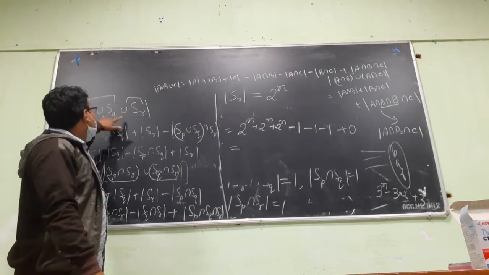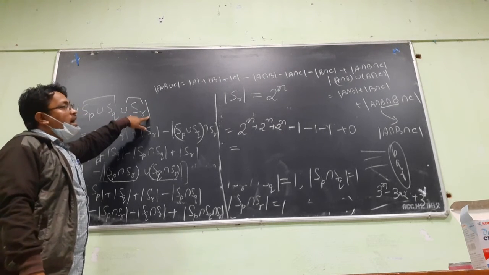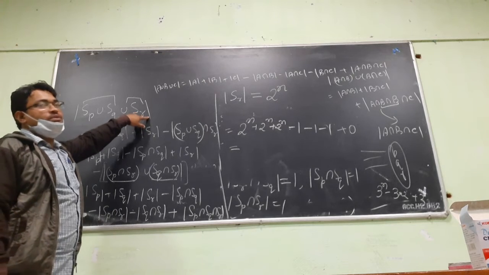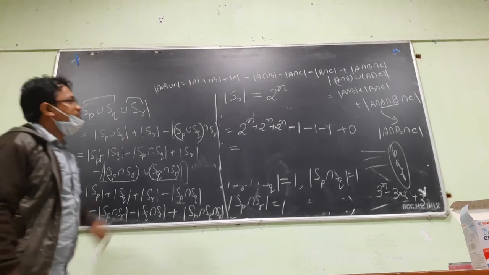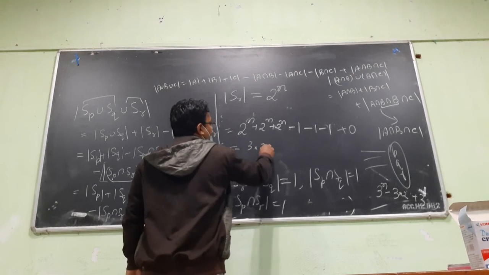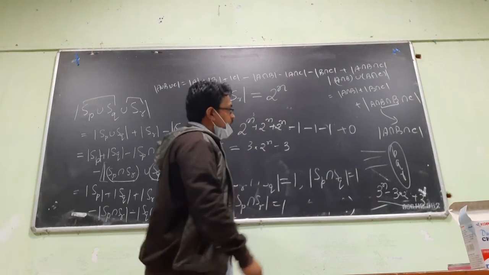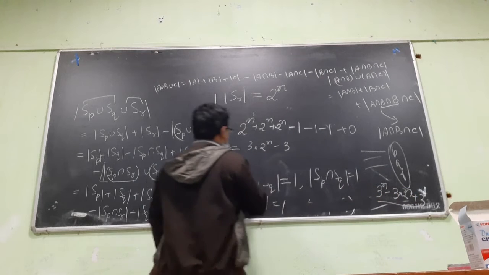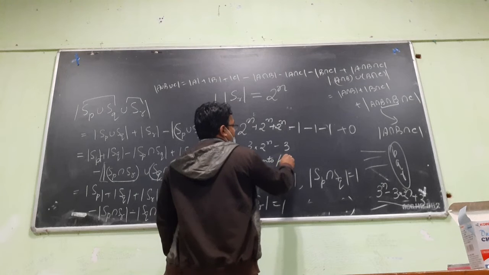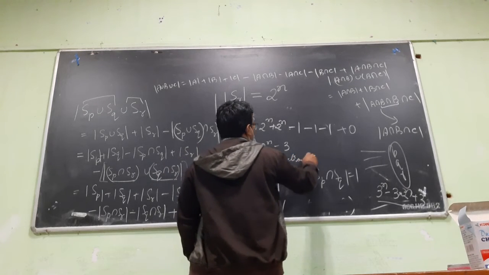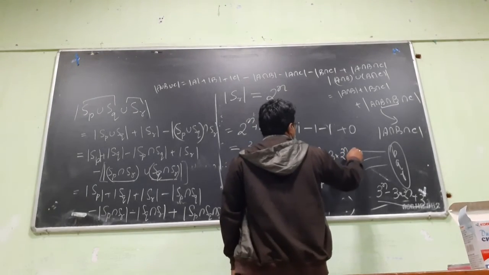So what is this union? It is the number of those functions which are not onto, because either P or Q or R is missing. So this is 3 into 2 to the power n minus 3. And so the number of onto functions will be equal to 3 to the power n minus 3 into 2 to the power n plus 3.